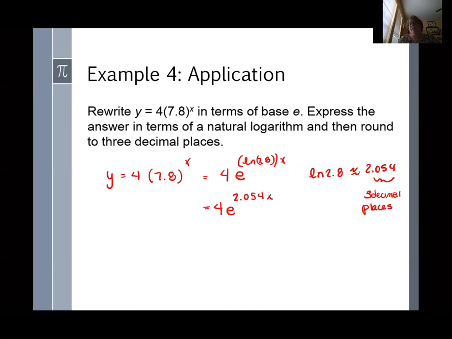And that concludes section 4.4 on exponential growth and decay, the logistic model, and modeling data.